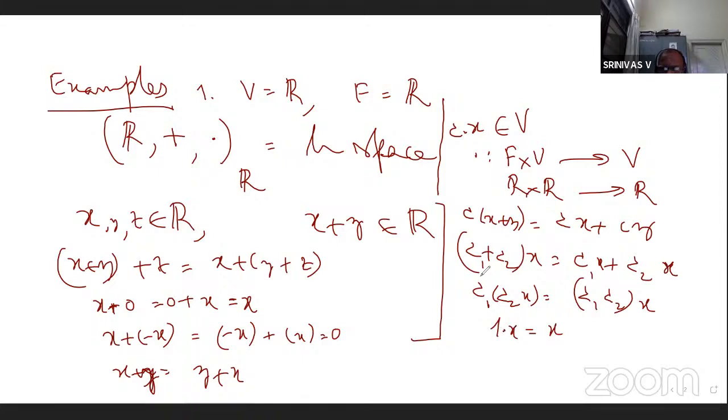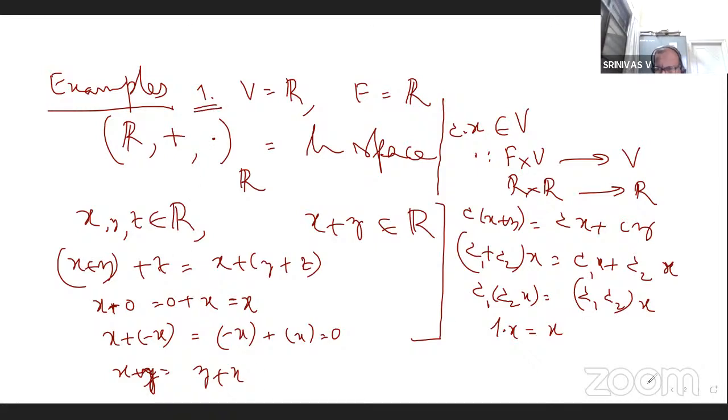This is the usual multiplication. In this case, our scalar multiplication is the usual multiplication. If you multiply 1 and x for any real number x, we get back x. So the usual multiplication and the usual addition show that R plus dot is a vector space over the set of real numbers. So this can be called example 1.